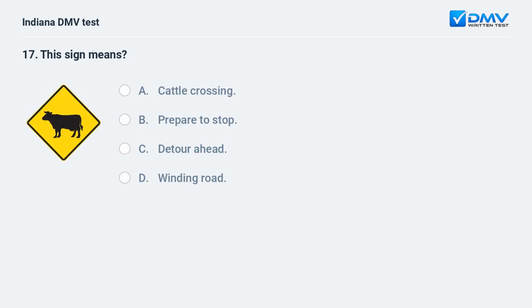This sign means A. Cattle crossing. B. Prepare to stop. C. Detour ahead. D. Winding road.